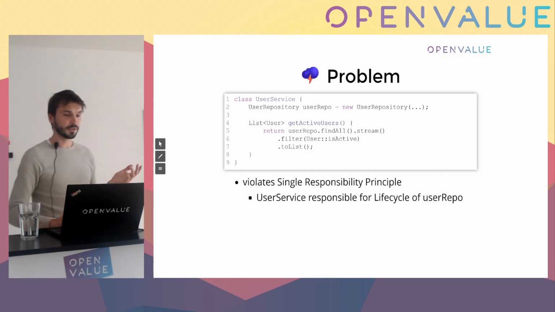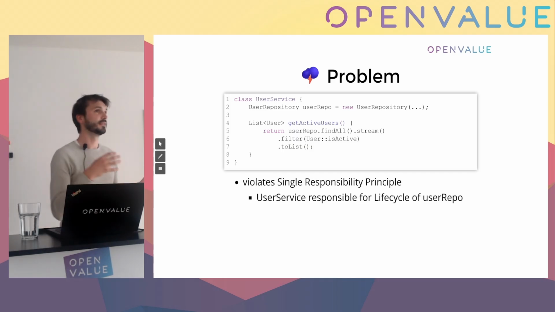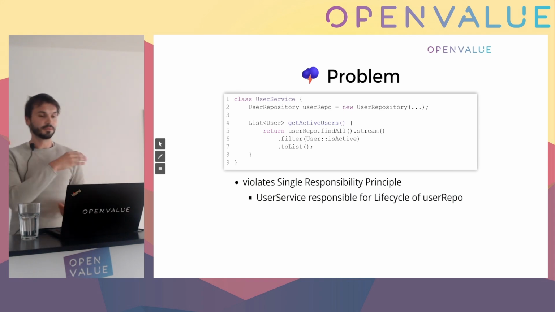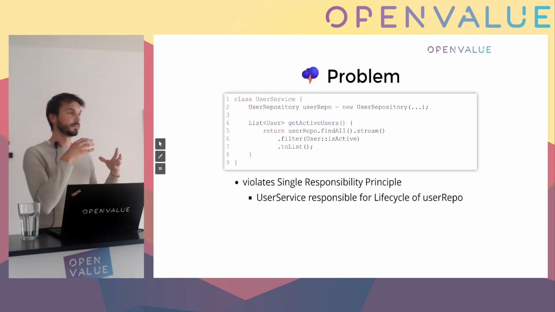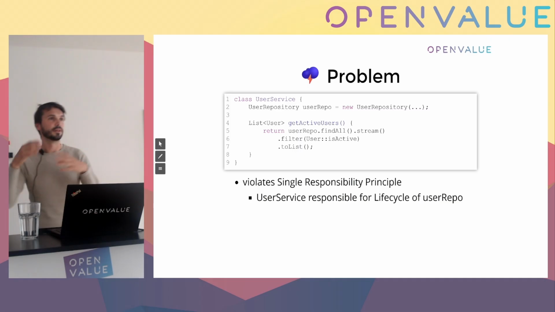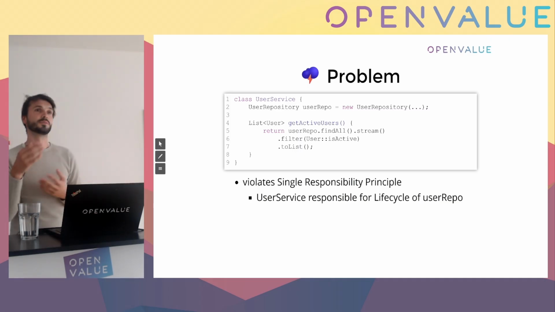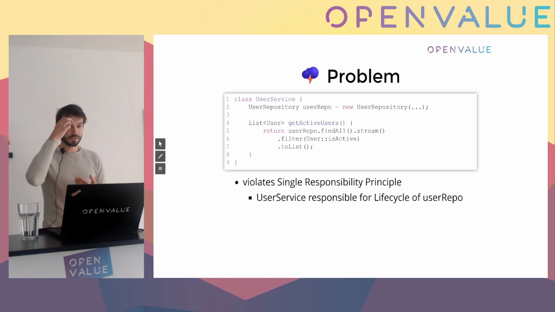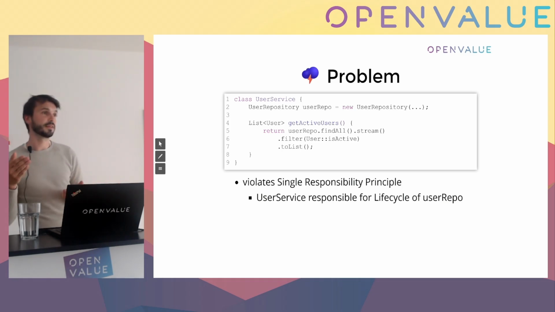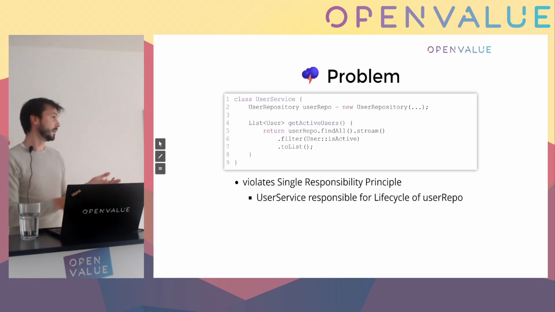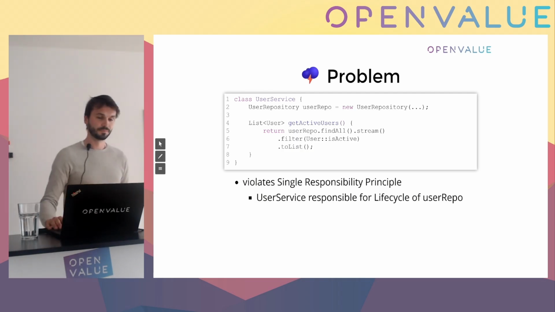This might turn out problematic because it violates the single responsibility principle, which means the user service is not only responsible for using the dependency, but because it creates it, it's also responsible for its lifecycle. If it's a database connection or something like this, it has to close it at some point. It has to take care of it.